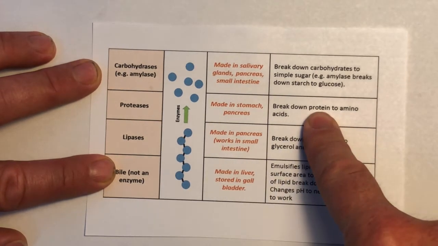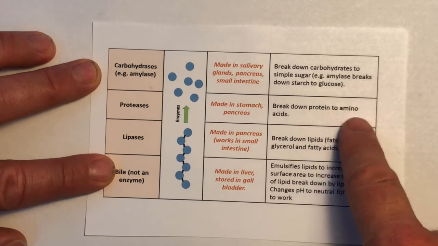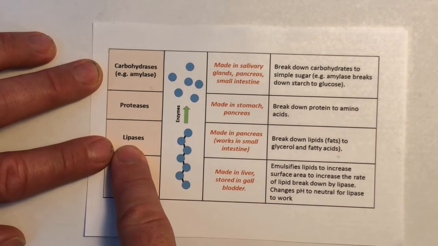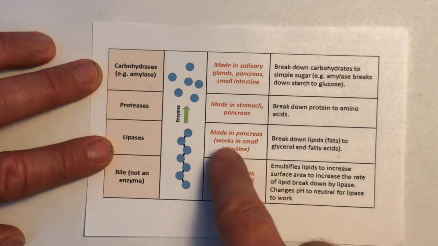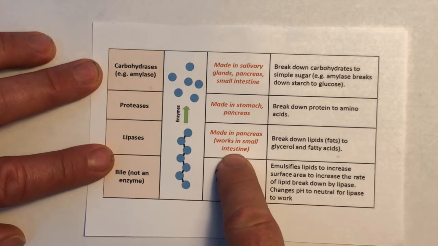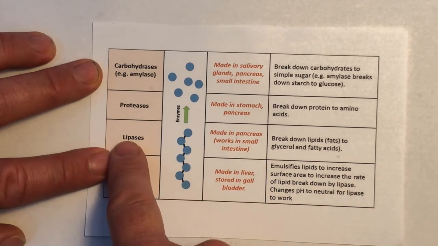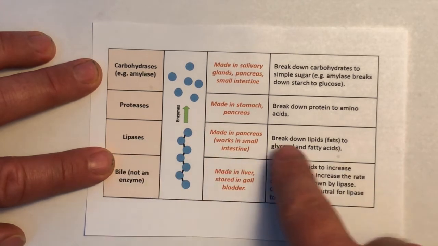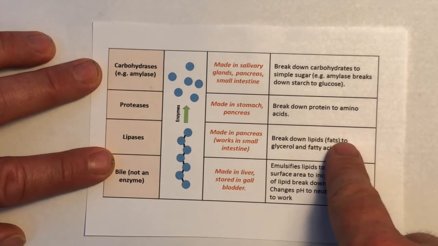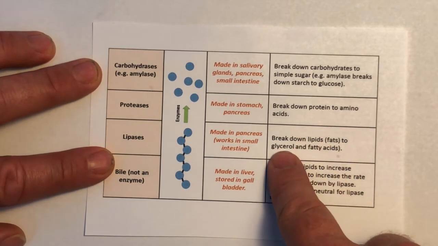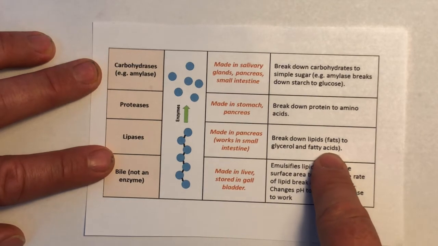So a protein is basically a massive, great big long chain of amino acids. Lipases, your fats, right? The enzymes lipases are made in the pancreas, and what they do is they work in the small intestine. Lipids and fats are actually quite difficult to digest. Lipases break down lipids, fats, to glycerol and fatty acids. So you've got a lipid, it gets broken down into two things, glycerol and fatty acids.